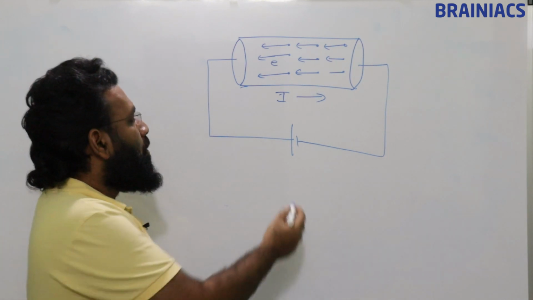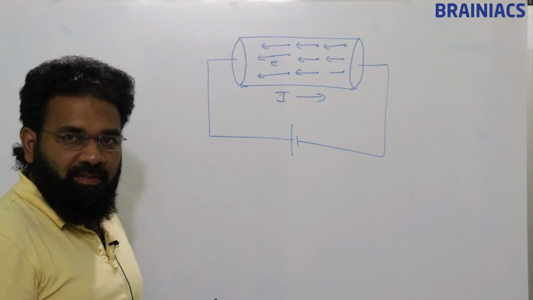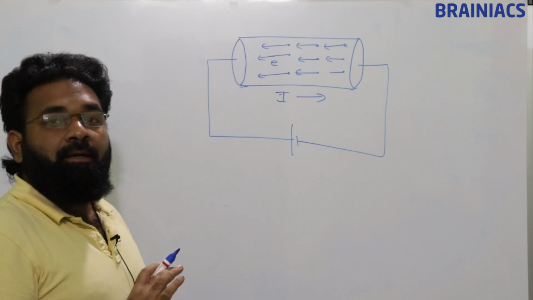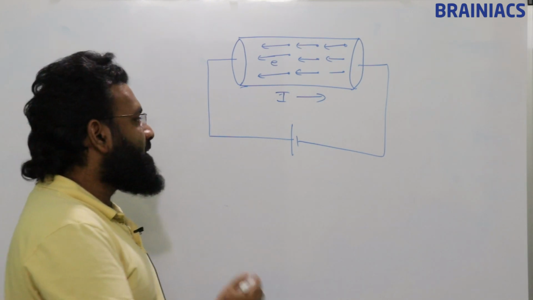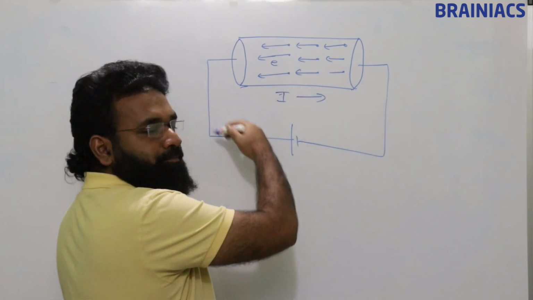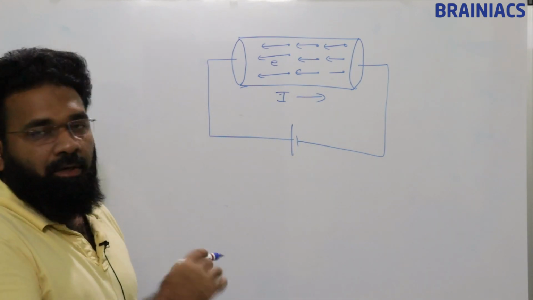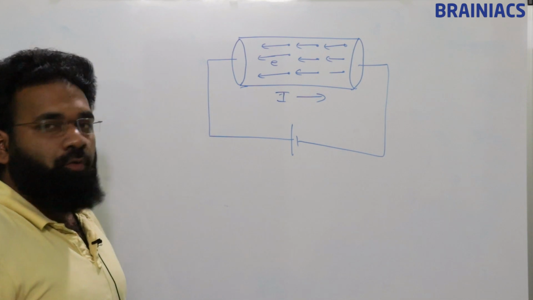Now what is this battery doing? Is this battery supplying charges? No, the battery is not supplying charges. The battery makes these charges move around. Continuously they move around the circuit. This is what the battery is doing.